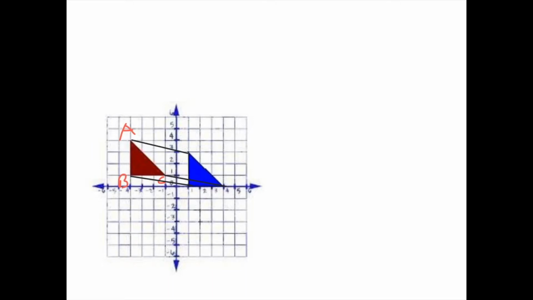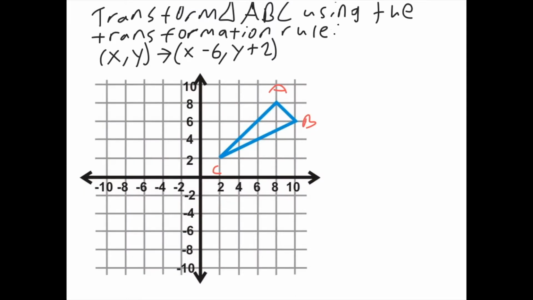Since this new triangle is the image, its vertices will be known as A prime, B prime, and C prime, with little apostrophes being noted as prime. So you can tell which one is the pre-image and which one is the image, because the image will always have the prime marks. For this example, we're going to transform triangle ABC using the transformation rule that they give us. And in this case, they say (x, y) transforms to (x minus 6, y plus 2).